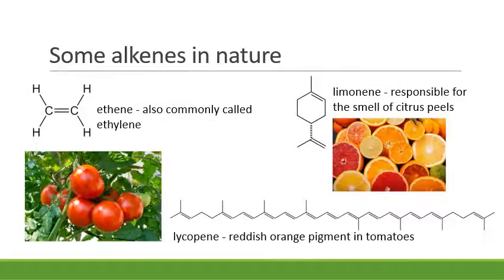Slide 6. Some alkenes in nature. In this module, we will focus mostly on alkenes, as they are the more abundant class of compounds in living systems. Alkenes are quite common in nature. Ethene, also called ethylene, is a compound plants produce to stimulate ripening of fruits.